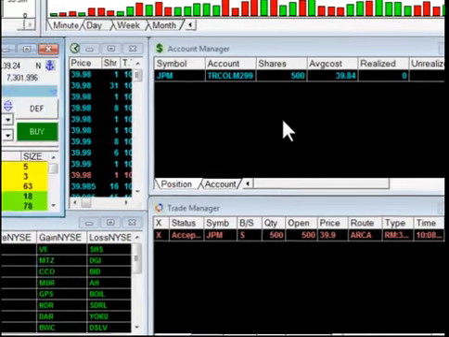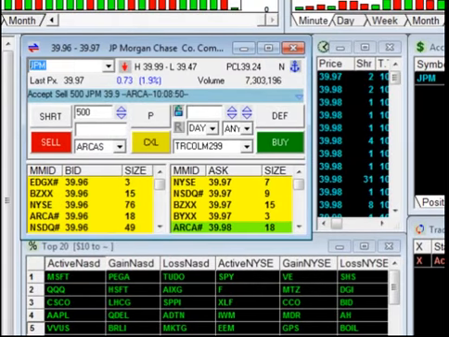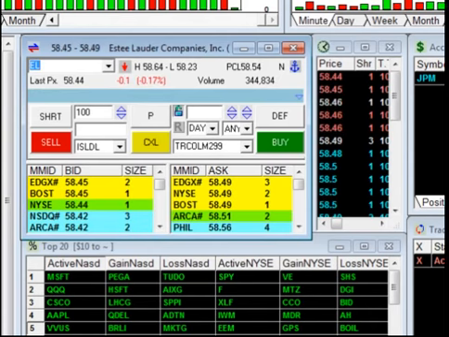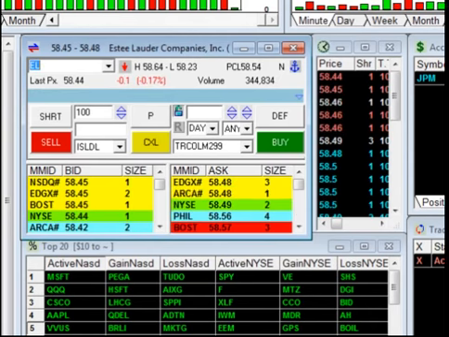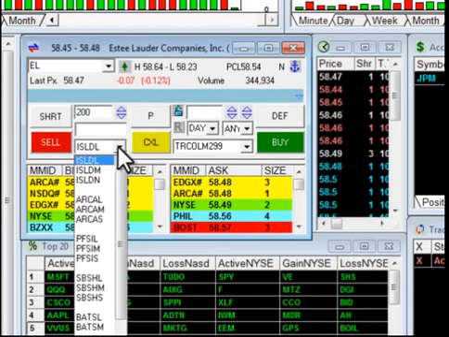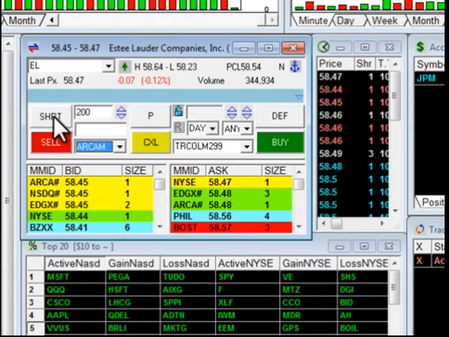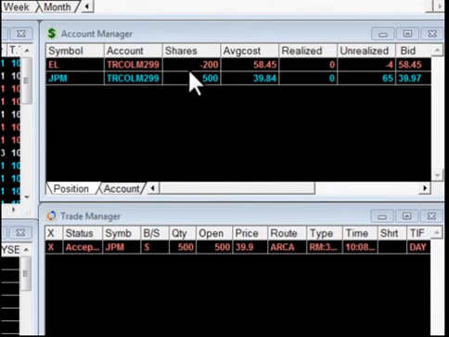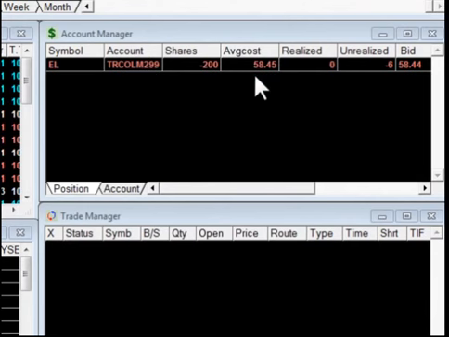If I wanted to do this for a short trade, and I'm just going to type a random stock in, so Estee Lauder, trade direction is down. It's just, however, starting to find legs. So let's go short anyway, and I'm going to short sell 200. I'm going to do this as a market order. So here we go. You'll notice in my account manager I'm now short 200 shares of Estee Lauder at 58.45.